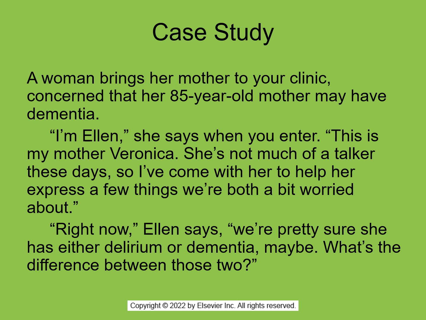A woman brings her mother to the clinic. She's concerned that her 85-year-old mom may have dementia. "I'm Ellen," she says when you enter. "This is my mother, Veronica. She's not much of a talker these days, so I've come with her to help her express a few things that we both are a bit worried about." Right now, Ellen says, you're pretty sure she has either delirium or dementia, maybe. What's the difference between the two? So we're going to look at the difference between delirium and dementia.